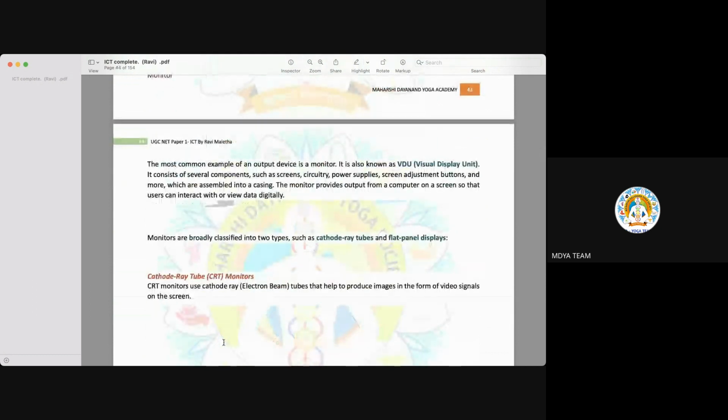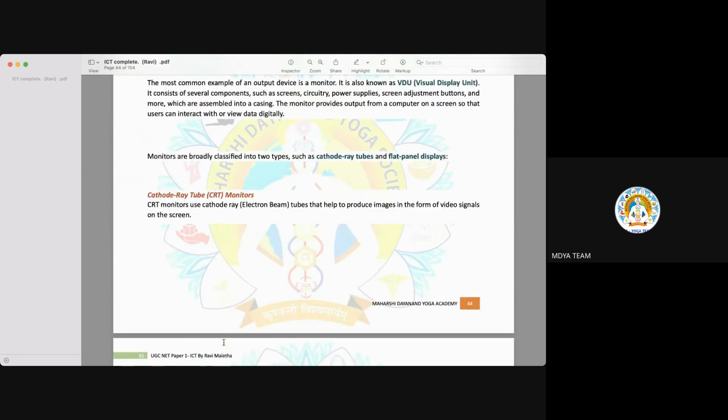Monitor, the most common example of an output device is monitor. It is also known as VDU. You should know the full form of VDU. Sometimes they ask. VDU is Visual Display Unit. Now it consists of several components such as screen, circuitry, power supply, screen adjustment buttons, and all. So monitors are broadly classified into two.